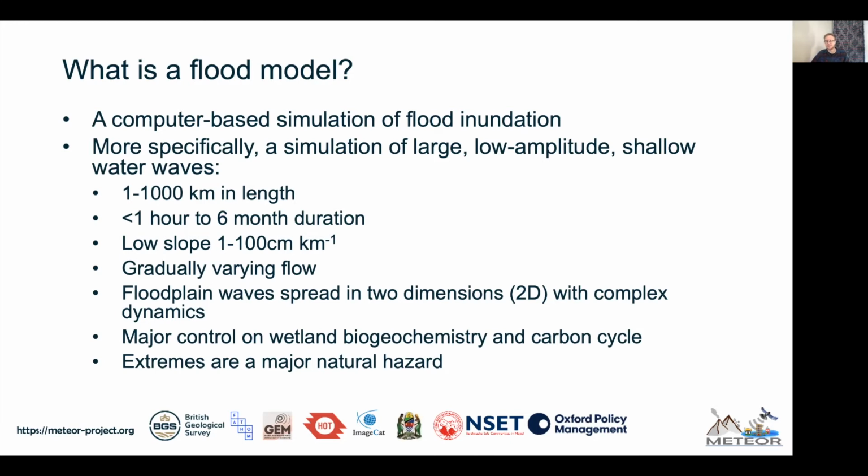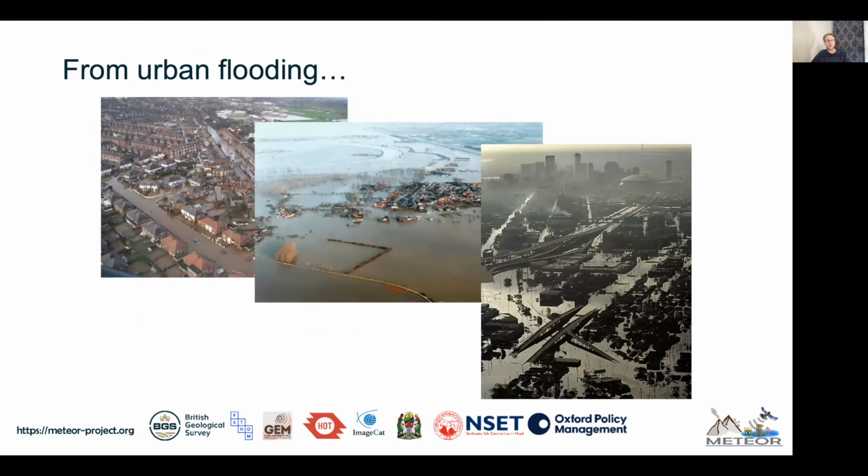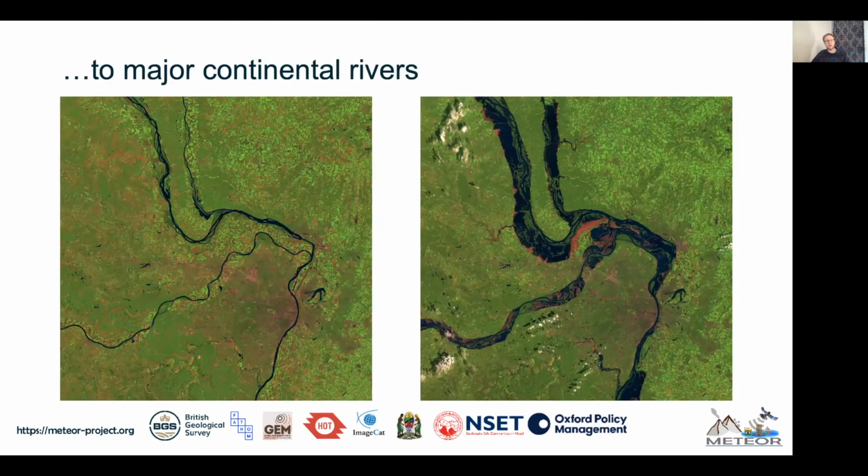of damage. And so flood waves can be used to describe the processes that control flooding from the relatively small urban scale, such as that shown on the pictures here, all the way through to very large floods on continental scale river systems, such as the Mississippi, as seen from space here, in flood on the right-hand side.